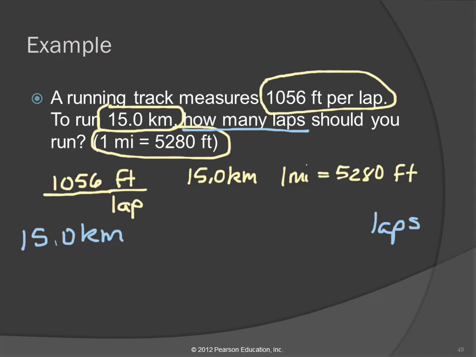The 1,056 feet per lap has lap in it. So if I were able to figure out how many feet it was, I could use this conversion factor to figure out how many laps. I'm working backwards now. None of these have kilometers, but what does this one have? It's got feet. I can relate feet and miles. So if I could figure out the miles, I could get the number of feet.